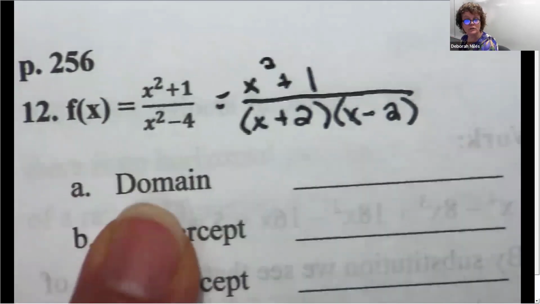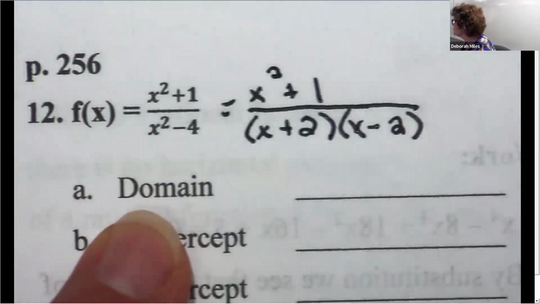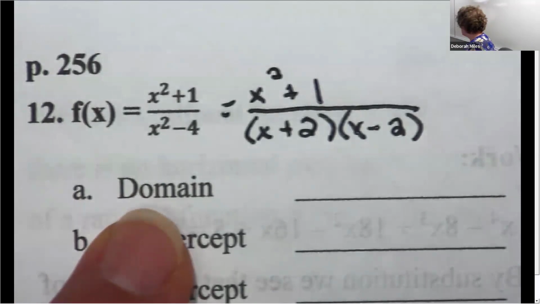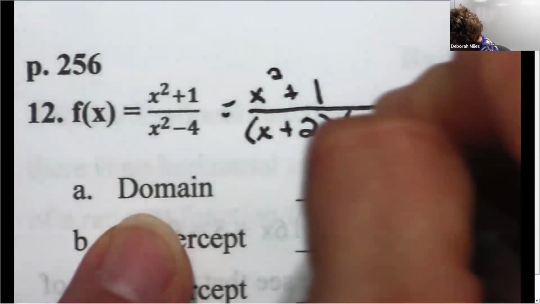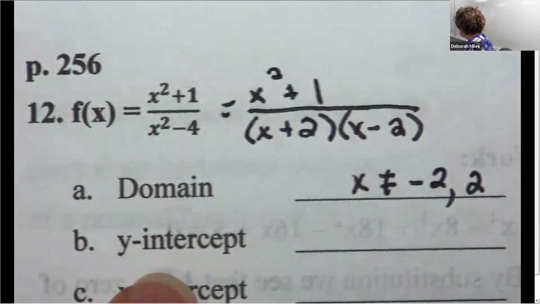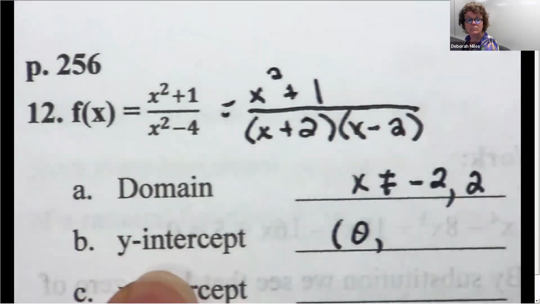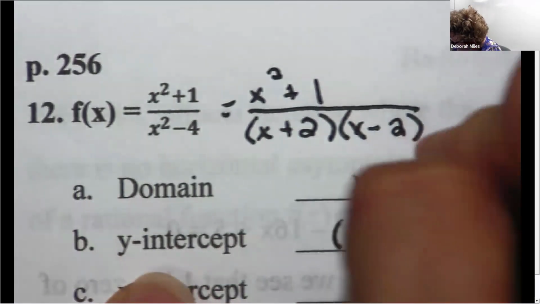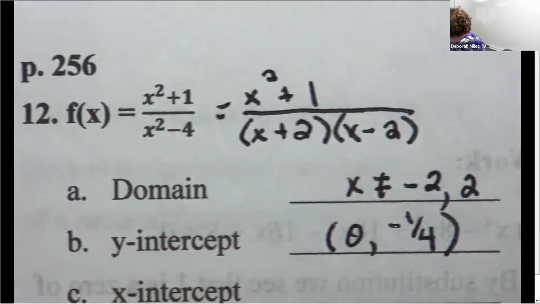What's the domain of this function? Everything but what makes the denominator 0, and that's -2 and +2. How do I find y-intercepts? Let x be 0 and I'd get y equals what? -1/4. -1/4. What about the x-intercepts?